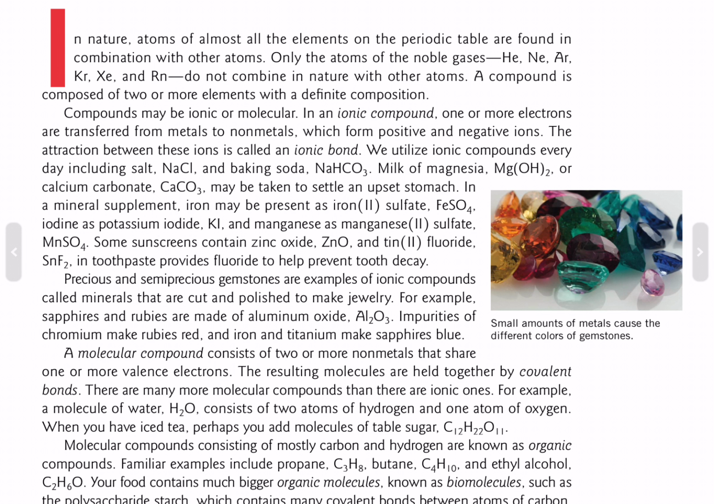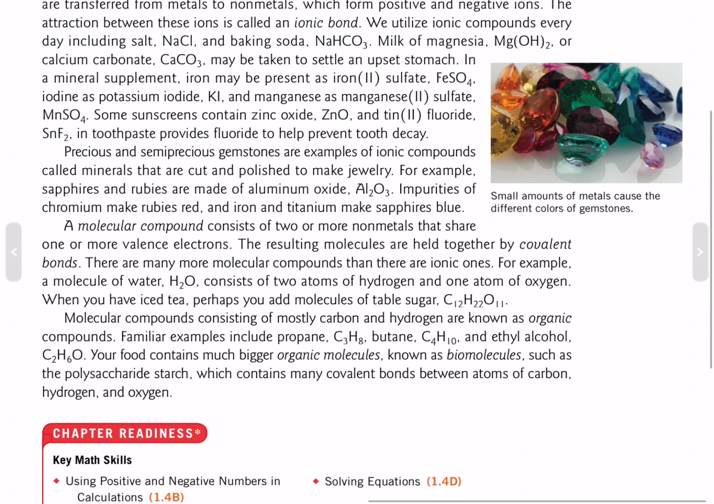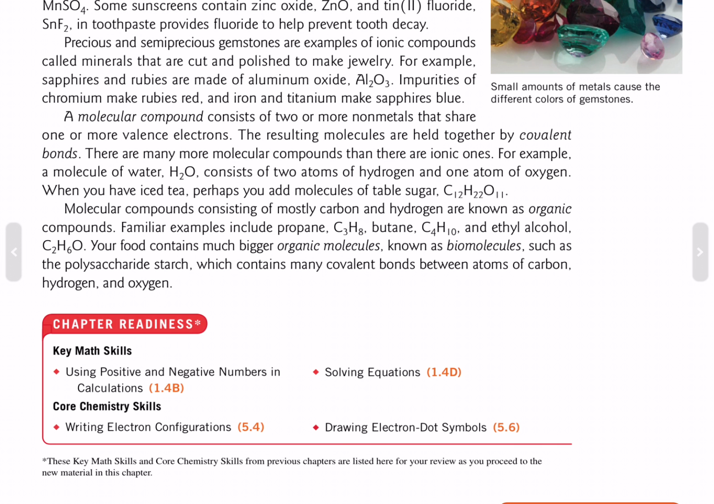In a mineral supplement, iron may be present as iron(II) sulfate, iodine as potassium iodide, and manganese as manganese(II) sulfate. Some sunscreens contain zinc oxide and tin(II) fluoride. Toothpaste provides fluoride to help prevent tooth decay. Precious and semi-precious gemstones are examples of ionic compounds called minerals that are cut and polished to make jewelry. For example, sapphires and rubies are made of aluminum oxide. Impurities of chromium make rubies red, and iron and titanium make sapphires blue.